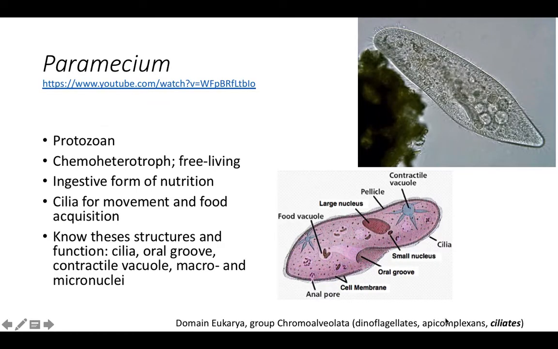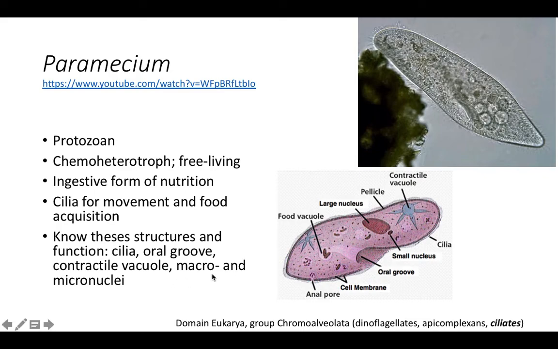So paramecium questions we could ask you. Is it a prokaryote or a eukaryote? What are the structures used for motility? Are they free-living or parasitic? Right. And then we could ask you about structures. For example, if we had a photograph or a model, we could ask you to identify the cilia, the oral groove or gullet here, contractile vacuoles, and remember that's to pump out excess water to prevent osmotic lysis.